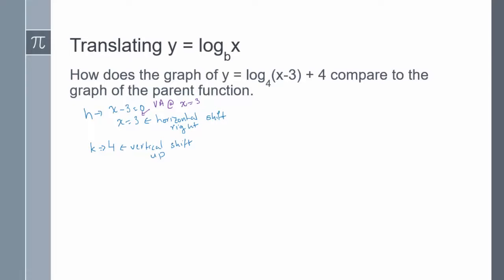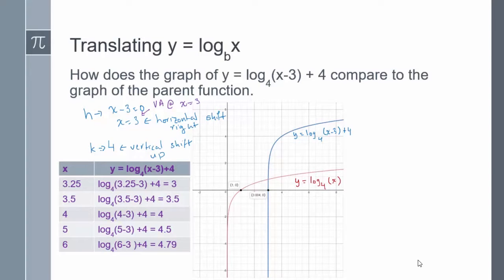To graph the function, I am going to create an input-output table and choose some values to the right of my vertical asymptote. I chose values for x and evaluated my function y equals log base 4 of the quantity x minus 3, plus 4.